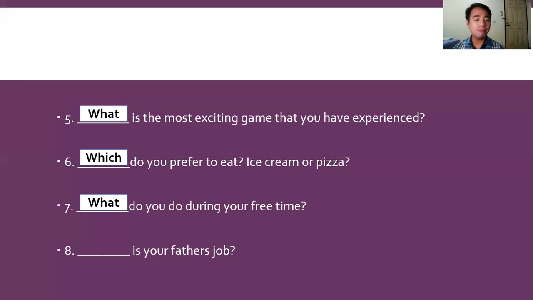And for question number 8, blank is your father's job. What is your answer? The correct answer is, what or which? Yes, you are right. The answer is what. What is your father's job? Very good. So if I'm going to ask you a question about this one, what is your father's job? How will you answer? So you can say, he is a teacher, or he is a doctor, or he is a policeman. Okay, just like that. Great job.